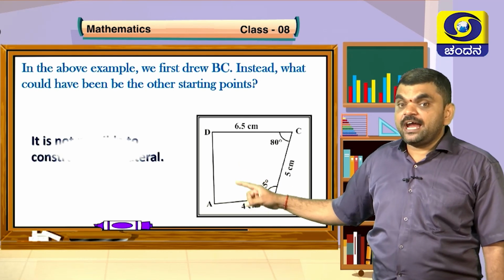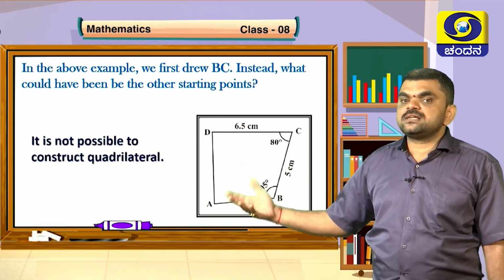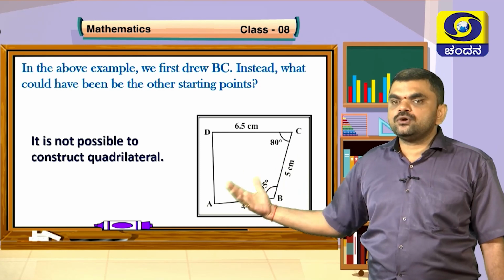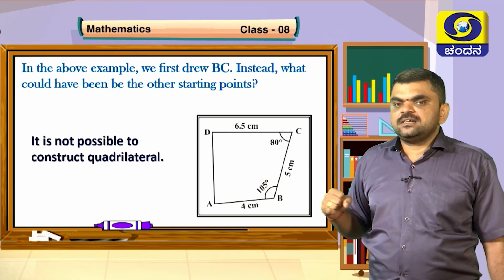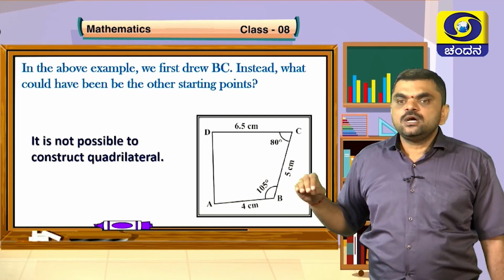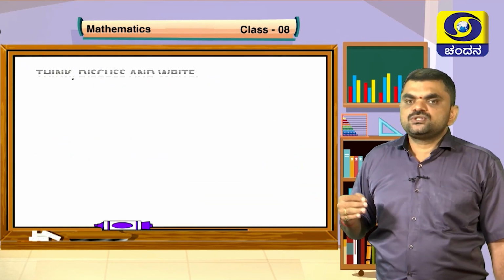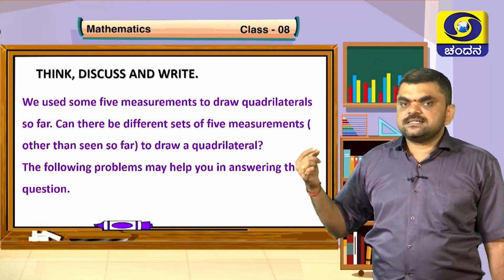If we take AD as base, no, it is not possible, because we do not know the length of AD here. It is not possible to construct the quadrilateral here, children. So think, discuss and write.